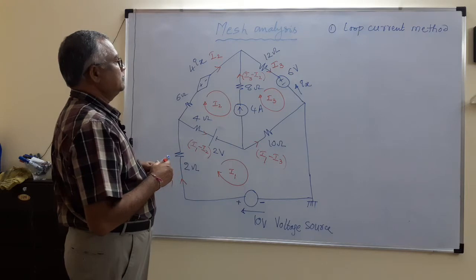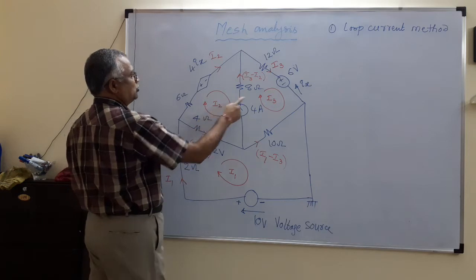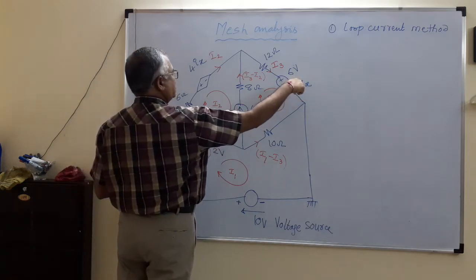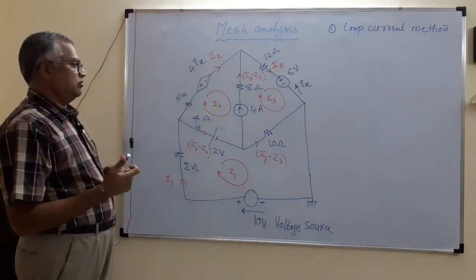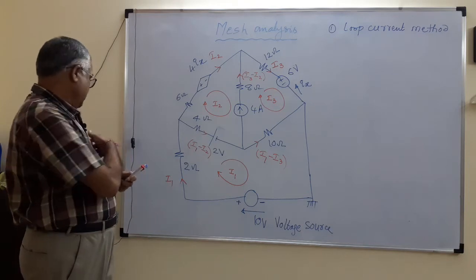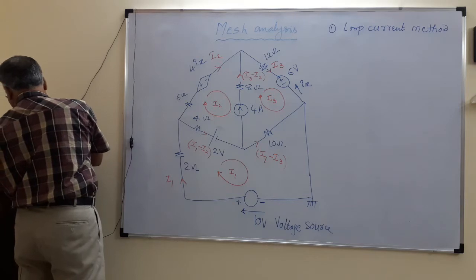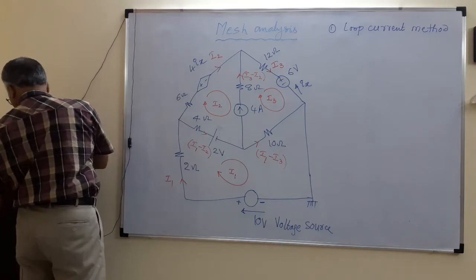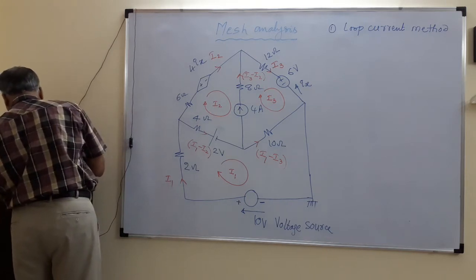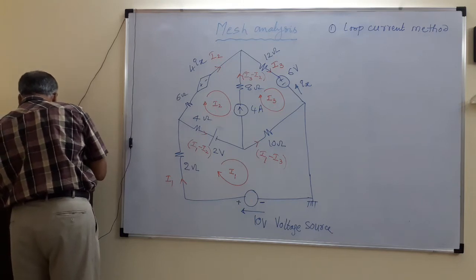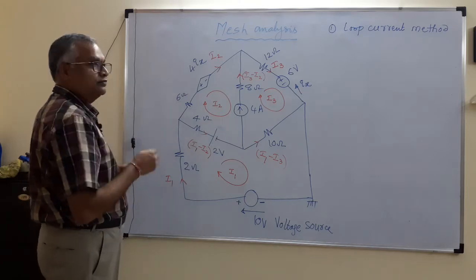What is the third step? Identify the number of unknowns. Unknown 1, unknown 2, unknown 3, and Ix is also another unknown. So finally we have 4 unknowns. We should form 4 equations. So how to form those 4 equations? Those 4 equations we can form like this.